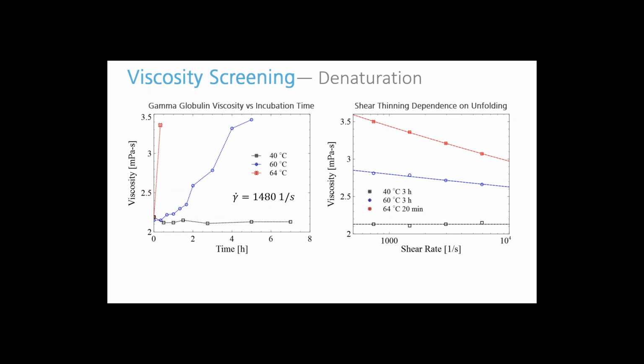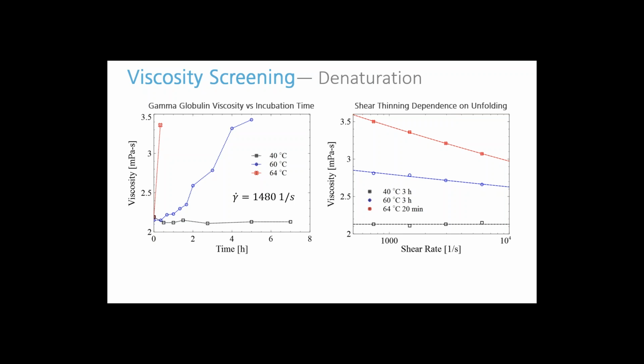All right, the next example that I want to discuss regards denaturation or temperature stability. On the figure on the left, you can see how the viscosity of the same formulation of gamma globulin changes as a function of time depending on the incubation temperature. You can see how for 40 degrees there are no changes in viscosity, and how for 60 degrees there is a significant increase and a further significant increase for 64 degrees.